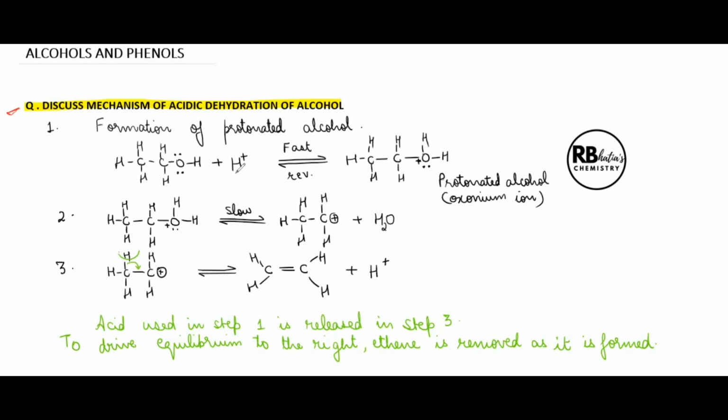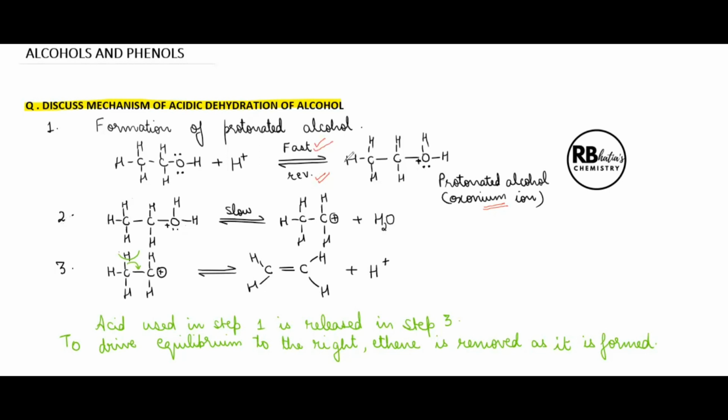Formation of protonated alcohol. First, the acidic medium will make this O undergo protonation, giving us a positive charge on oxygen, that is forming a protonated alcohol, which is also called oxonium ion. Just remember, we always end every positive ion with -ium. Since there is a positive charge on oxygen, this is an oxonium ion. This reaction is fast and reversible. Two things that you must remember.